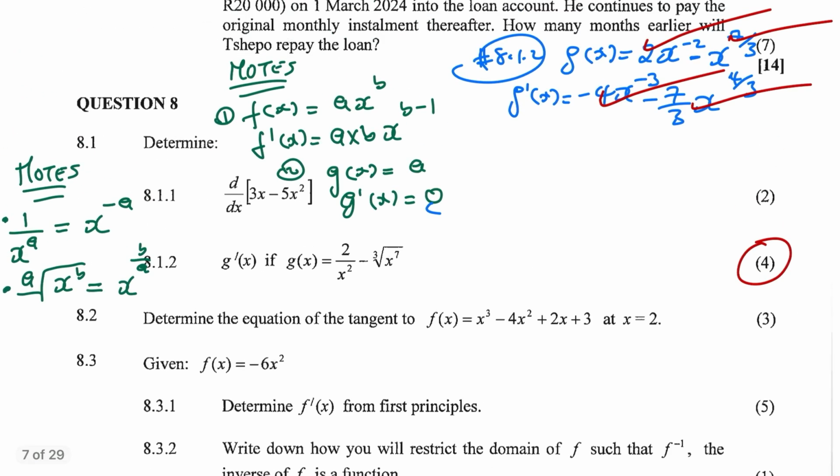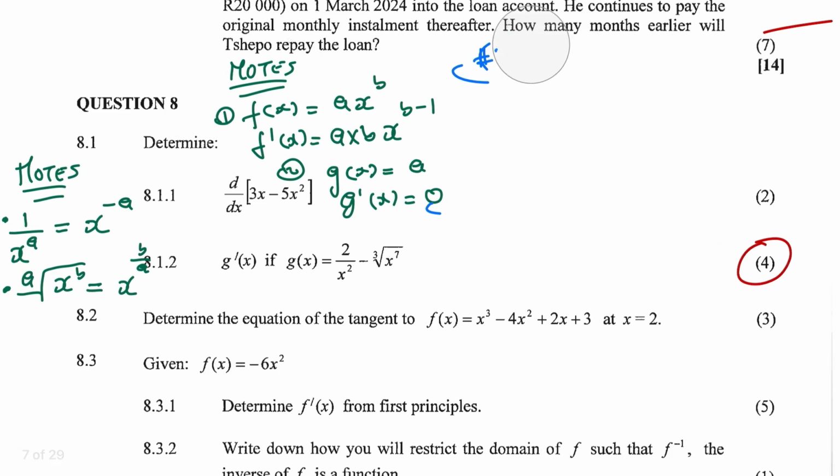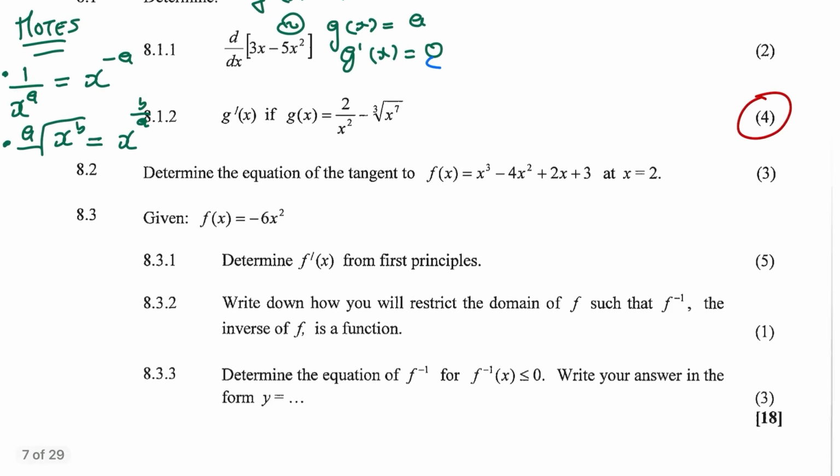All right, let's go to 8.2. Right, so 8.2, it's a very interesting one as well. 8.2 is now giving a little bit of a context. Determine the equation of a tangent to f of x. Okay, so this gets very tricky. Now, let's talk about the tangent, right?